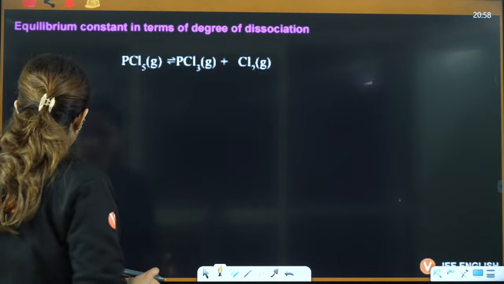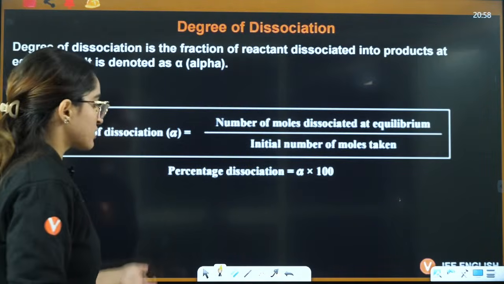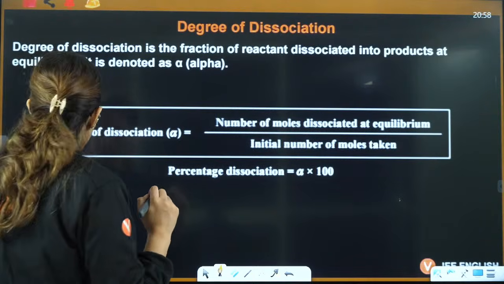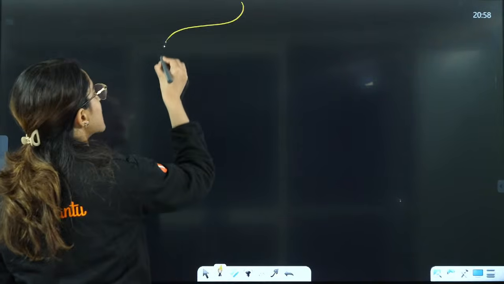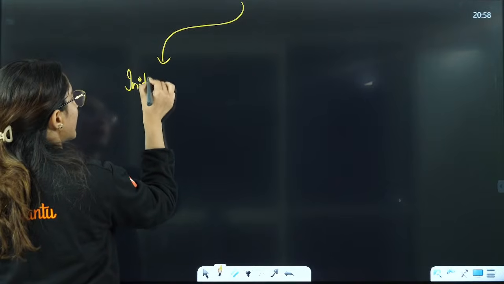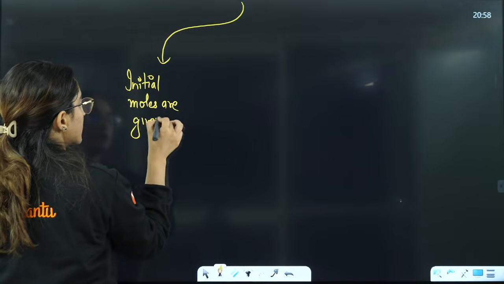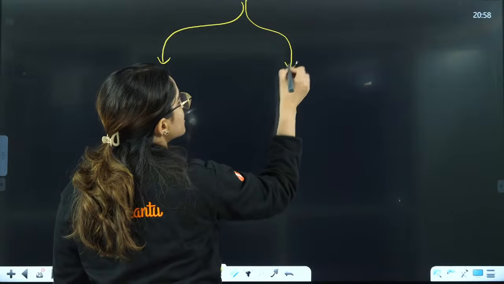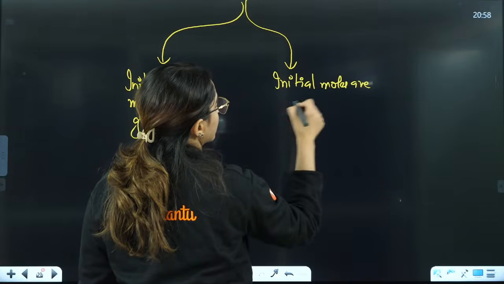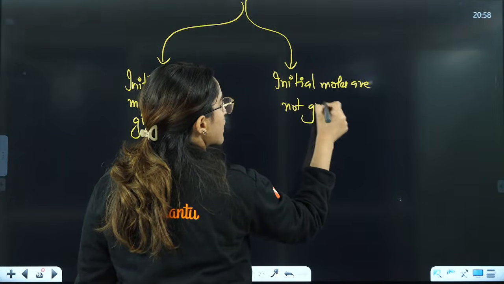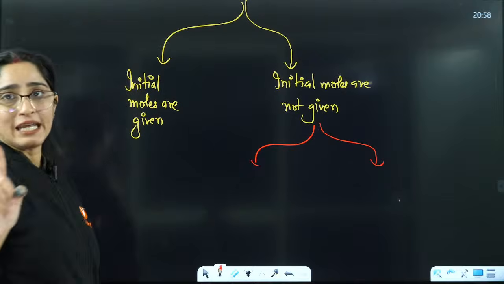Let's understand one thing firstly before calculating this. In case of degree of dissociation, three possibilities are there. The first possibility is when initial moles are given in the question. The second possibility is initial moles are not given. When initial moles are not given, then you will do one of two things. I prefer taking it as one.